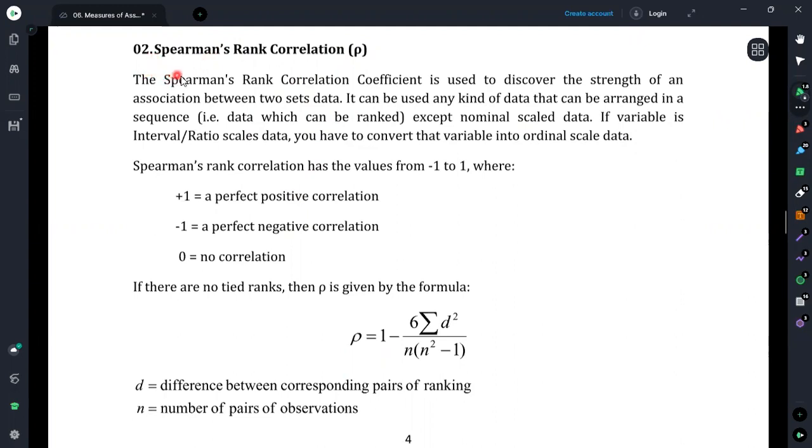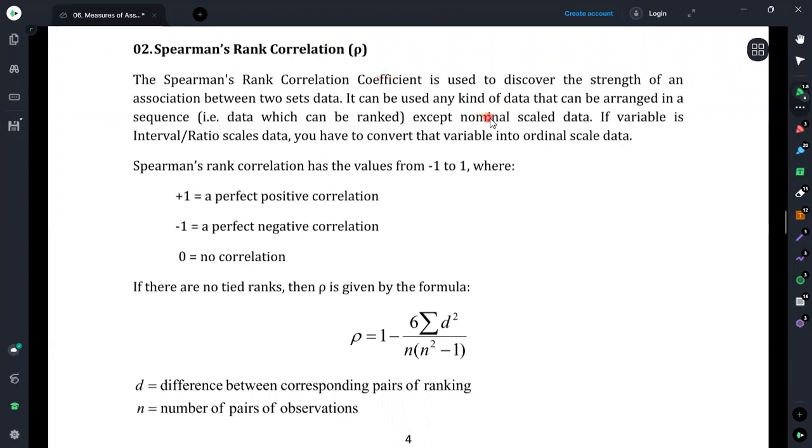When we are discussing Spearman's rank correlation, it is used to discover the strength of an association between two sets of data, or two variables. It can be used with any kind of data which can be arranged in a sequence. Simply, if you can rank the data, then we can use Spearman's rank correlation. Therefore, except for nominal scale data, for any other data, we can use Spearman rank correlation to measure the relationship between variables.